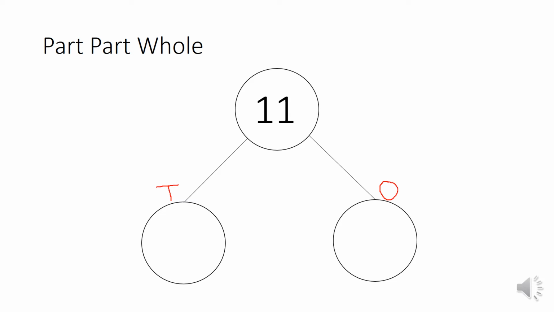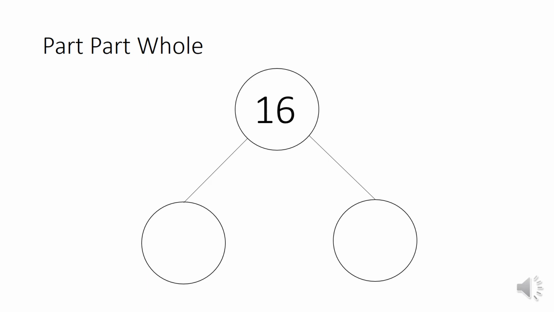So let's look at number 11. How many tens does 11 have? 1. Well done. So I just draw one chip in this circle. How many ones does 11 have? Only 1. So I just have to draw 1 pea. So this part-part whole is showing us how many tens and how many ones it is made up of.